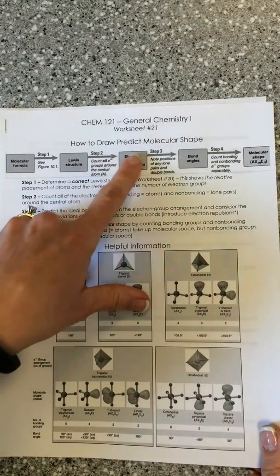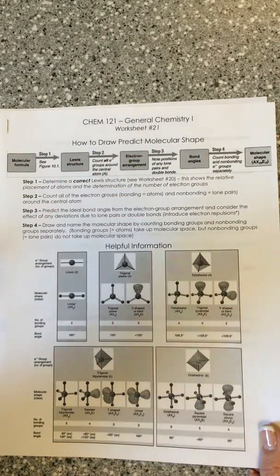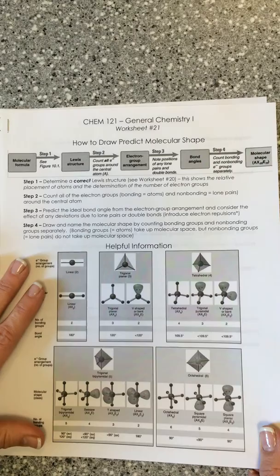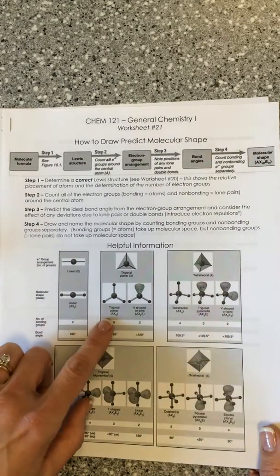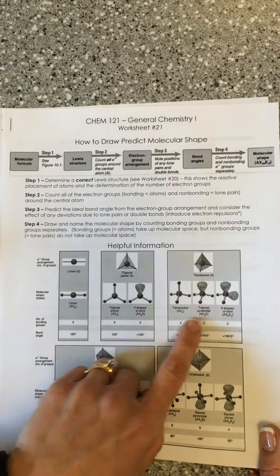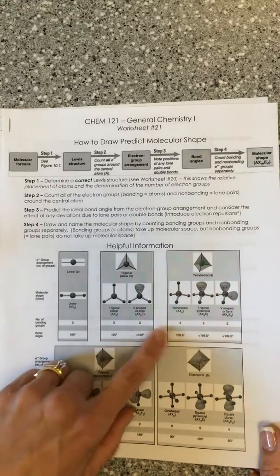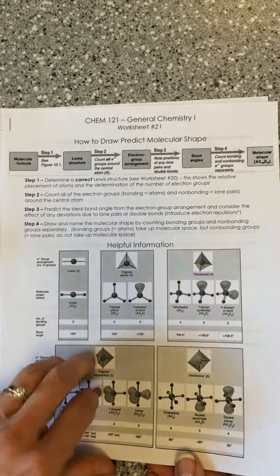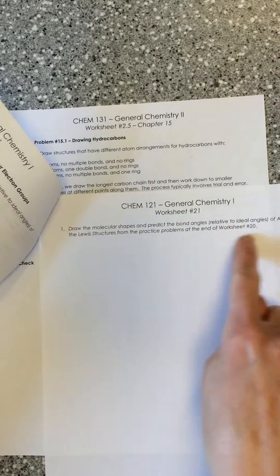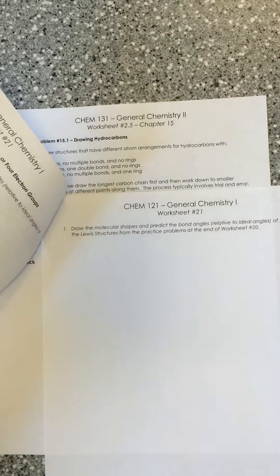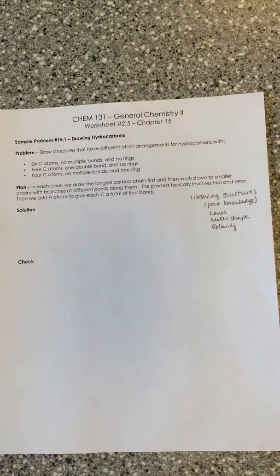Worksheet 21 deals with how to predict molecular shape, and so that has to do with hybridization and molecular shape. So the idea of things being linear, trigonal planar, bent, trigonal pyramidal, tetrahedral, and so forth. Again, it's a worksheet practicing that, and the last part says to take the molecules at the end of worksheet number 20 and do the same treatment in terms of molecular shape.